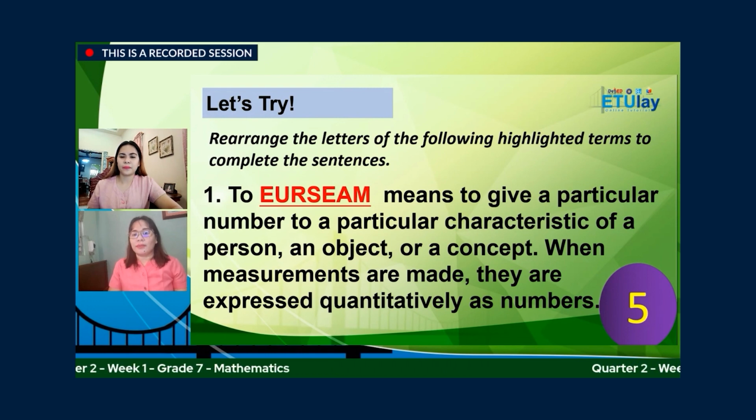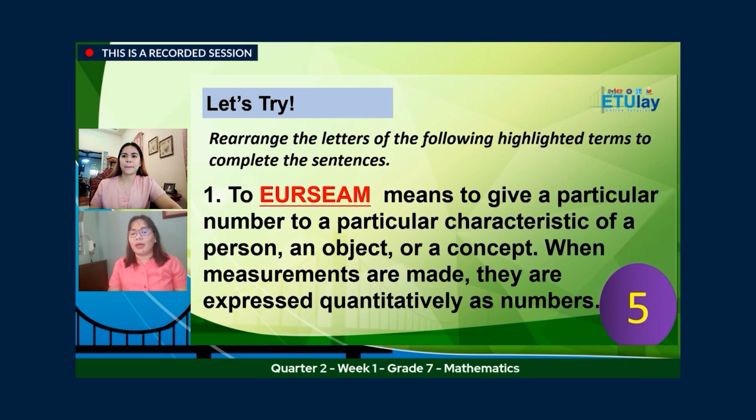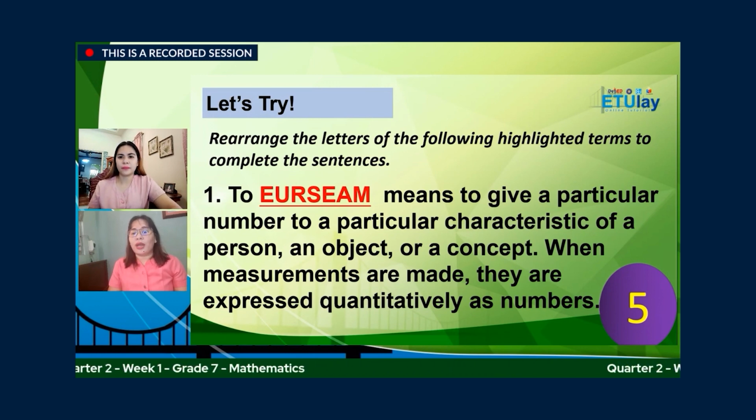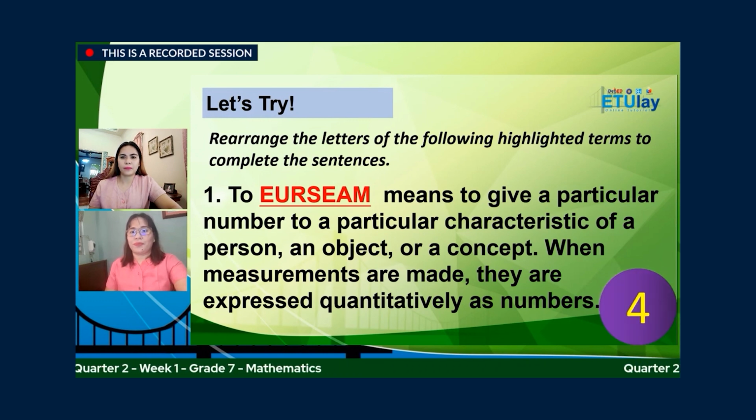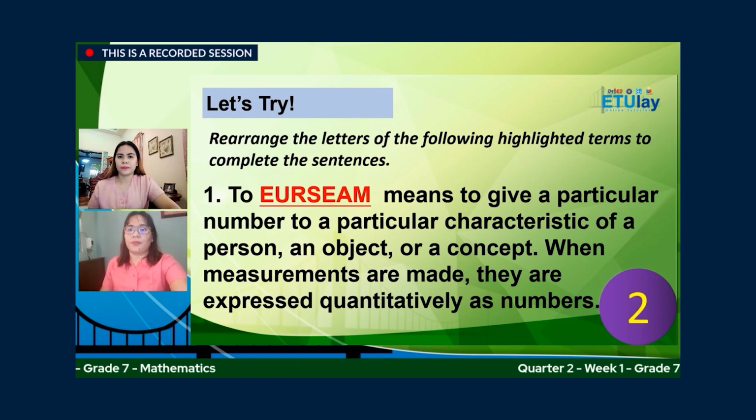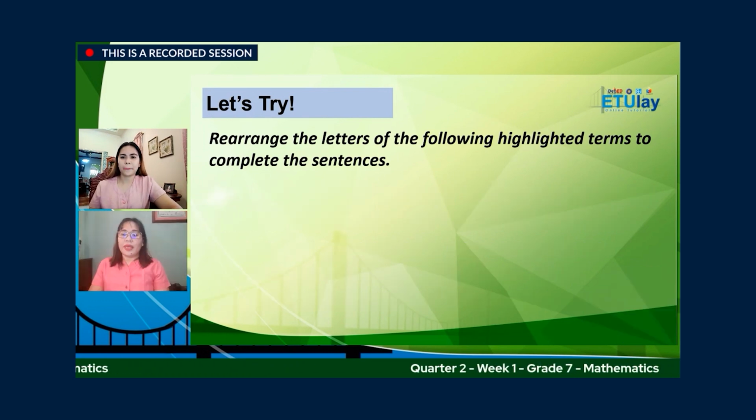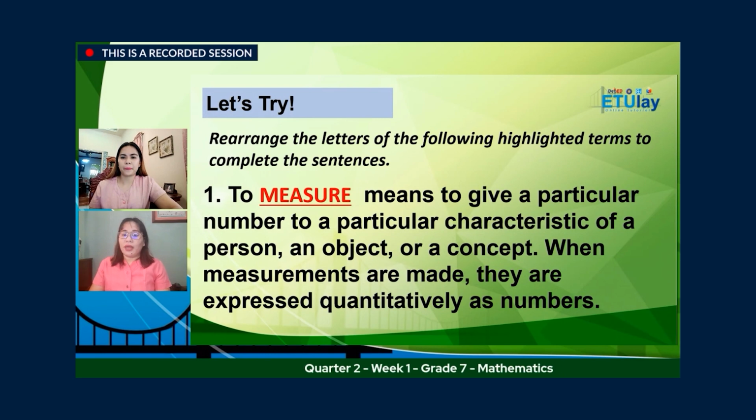Number 1. To measure means to give a particular number to a particular characteristic of a person, an object, or a concept. When measurements are made, they are expressed quantitatively as numbers. The answer is measure. Did you get the same answer? Very good.